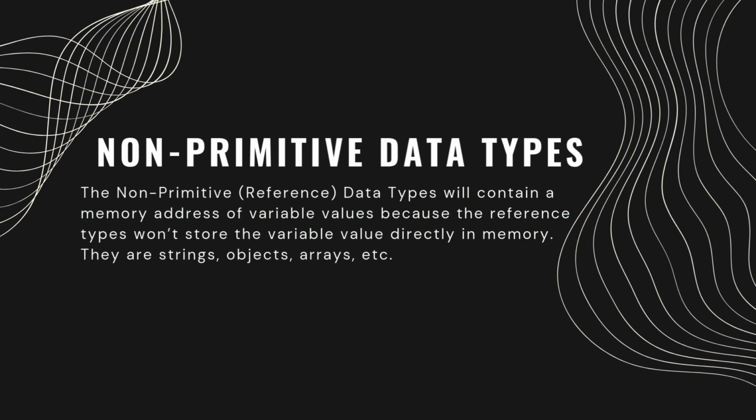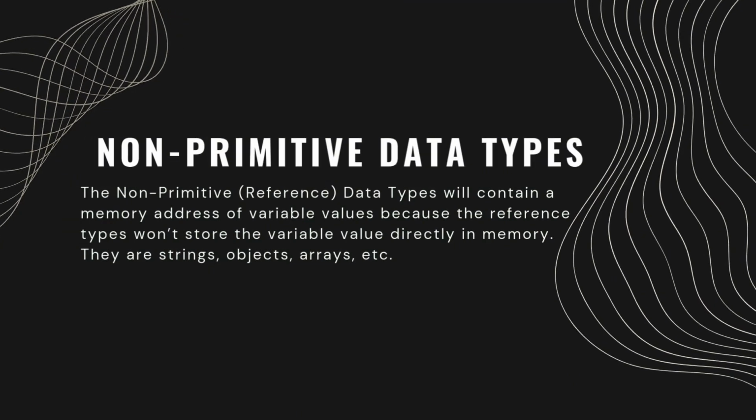Hello, my name is Shubham Nandedkar. I am explaining non-primitive data types. These data types will contain a memory address of variable values, because the data types won't store the variable value directly in memory. They will be stored in types such as string, objects, arrays, etc.